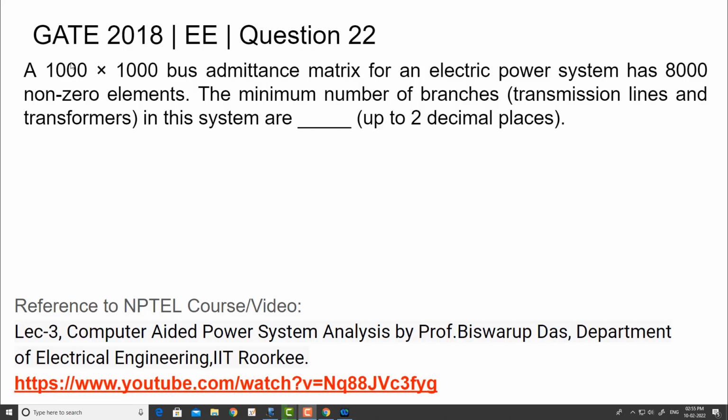Welcome all. Now I am going to discuss question number 22 from the 2018 paper Electrical Engineering. The question is: a 1000 by 1000 bus admittance matrix for an electric power system has 8000 non-zero elements. The minimum number of branches, transmission lines and transformers in the system are.